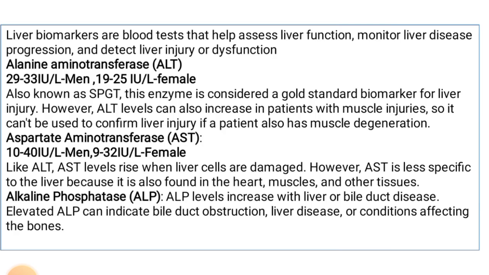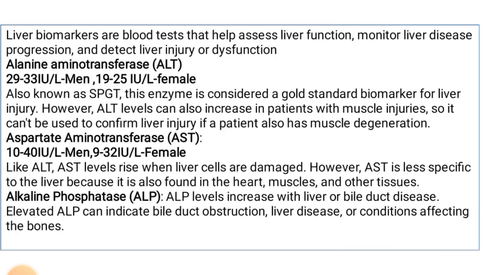Then after that there is alkaline phosphatase. Alkaline phosphatase level is increased with liver and bile duct diseases. Elevated ALP can indicate bile duct obstruction, liver damage, or conditions affecting the bones. So in these conditions, the ALP level increases in the body.